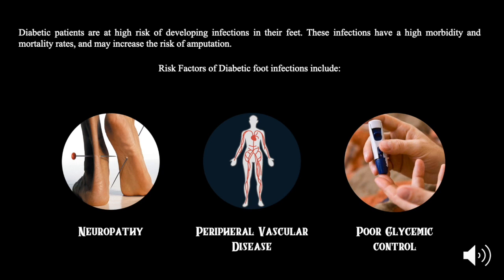Now, the last risk factor of developing diabetic foot infections is poor glycemic control, or let's say hyperglycemia. We all know that hyperglycemia can severely affect the immune system and cause patients to be immunocompromised. Hyperglycemia specifically impairs neutrophil function and causes a reduction in host defenses. So, hyperglycemia can make an individual more prone to developing infections.